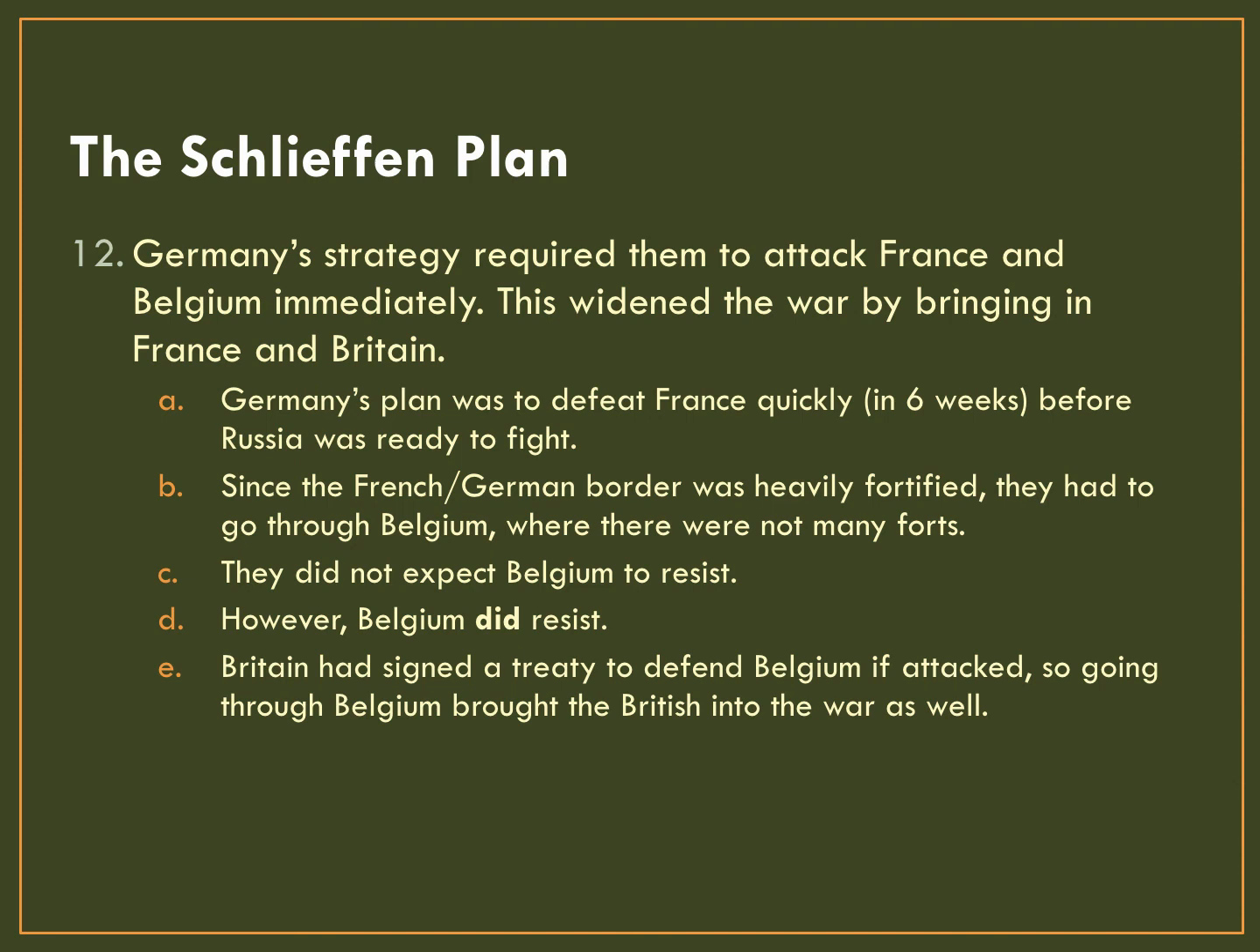Now I'm on bullet point B. Because the French and German border was heavily fortified, Germany goes through Belgium, where there are not as many forts. Again, I'm going to show you a map on the next slide. You can kind of see why Belgium was easy access. So Germany goes through Belgium, which was kind of a neutral country. They weren't really going to get involved. Once Germany invades Belgium, that triggers the United Kingdom to step in. Now, Belgium did resist, which the Germans did not expect. And again, bullet point E, Britain had signed a treaty to defend Belgium if it was attacked. So going through Belgium brings the British into the war as well.